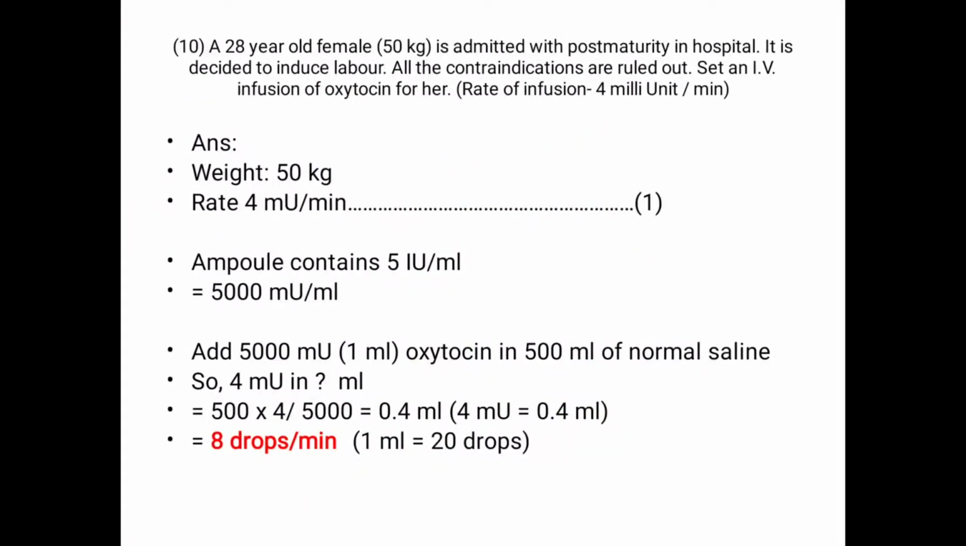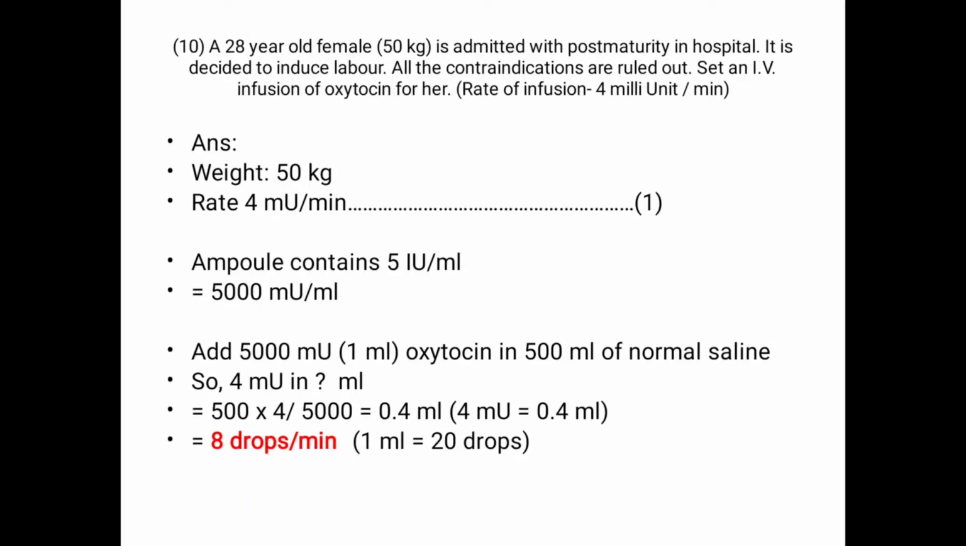So guys, this is the last question of this video. A 20-year-old female, 50 kg, is admitted with post maturity in hospital. It is decided to induce labor. All contraindications are ruled out. Set an IV infusion of oxytocin for her. The rate of infusion is supposed to be 4 milli-unit per ml. Our main aim is to find how many drops per minute we will provide to this lady.